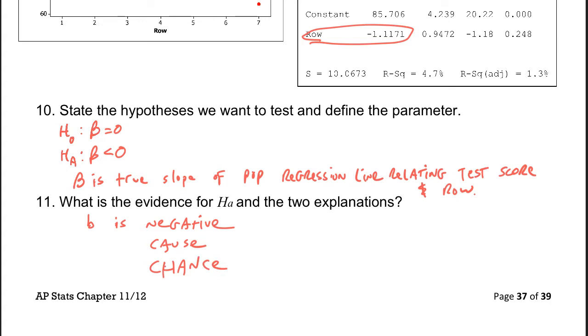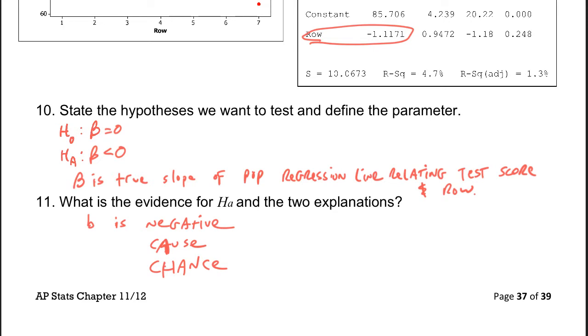Like there really is a relationship, that the farther back you sit is causing your score to go down, or it could just be random, that the kids that were worse were sitting farther away. You know, it could just be chance. So how do we do this? This is good inference review of everything. We say, well, how rare is it that we would get a negative slope if this was just random?